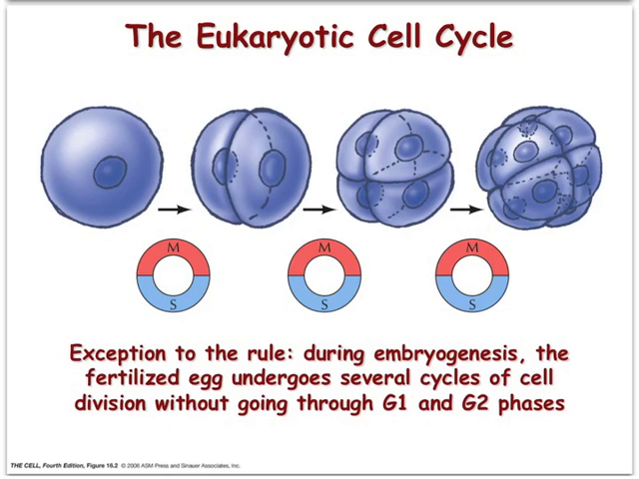And this cycle is true of all cells in our body except at one very specific time during our lifetime, and that is during embryogenesis. At that time, the fertilized egg will undergo several cycles of cell division without going through real G1 and G2 phases.